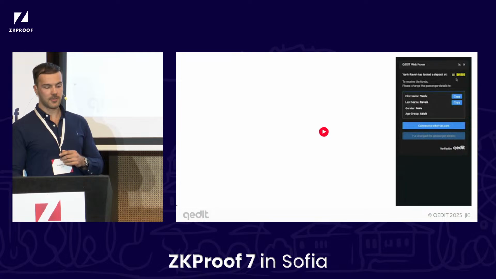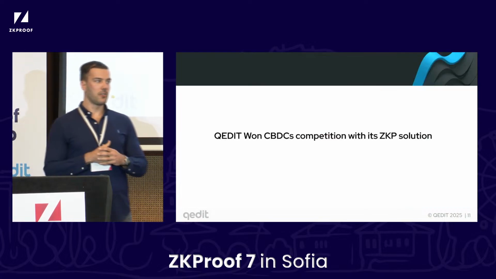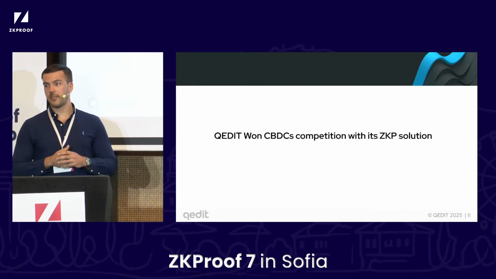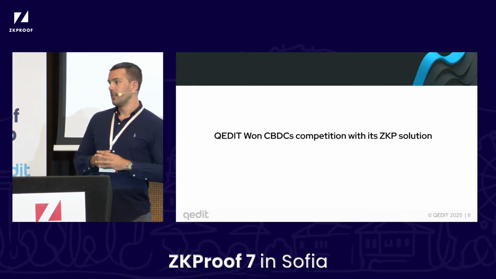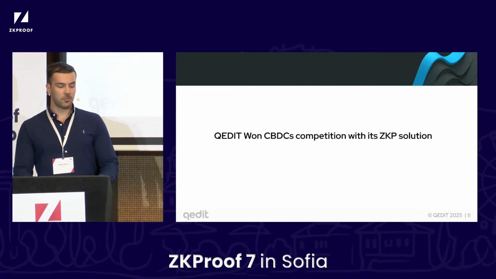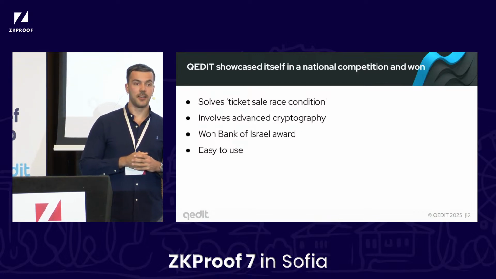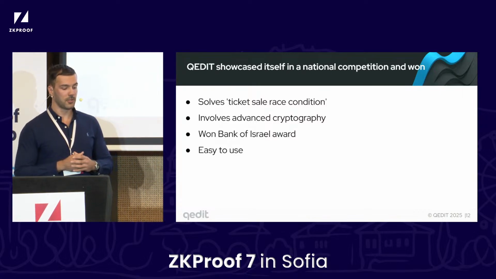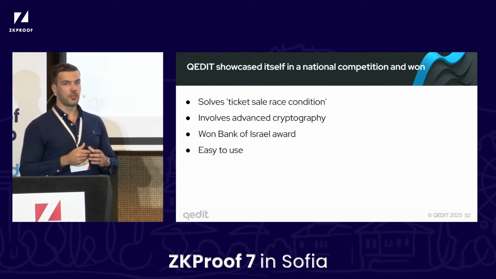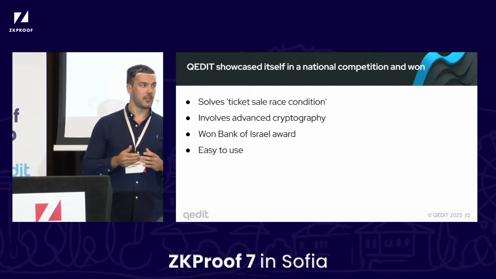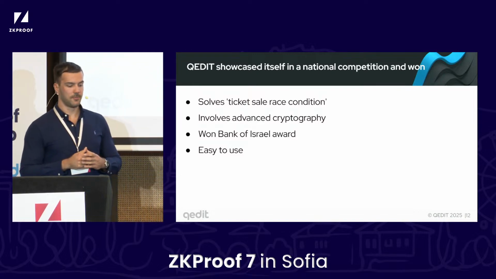But this example won the central bank digital currency competition of the Bank of Israel with its very simple zero-knowledge proof solution. It showed multiple things, but the most important one is that it solved the ticket sale race condition. So a very simple scenario that can be used by a lot of different people. It involved advanced cryptography: first of all, holding the stable coin, locking it, and then creating the proof, which I'll cover in the next slide, and then releasing the funds to Jonathan, the seller.